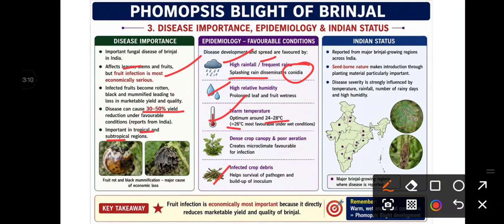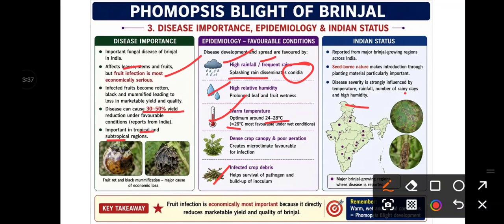Next, about its Indian status. It has been reported from major brinjal growing regions across India. The seed-borne nature of this disease makes introduction through planting material particularly important, and disease severity is strongly influenced by temperature, rainfall, number of rainy days and high humidity.